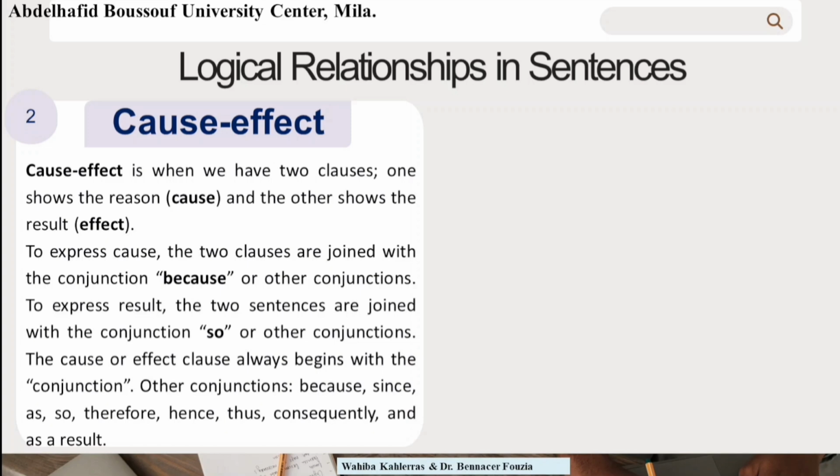We can express it through cause or through effect, depending on what conjunction we use. To express cause, the two clauses are joined with because or other synonyms like since, as, for. Or we can express the same sentence in a result form, which is also called effect form. The two sentences are joined with the conjunction so or other synonyms like therefore, hence, thus, consequently, as a result, as a consequence.